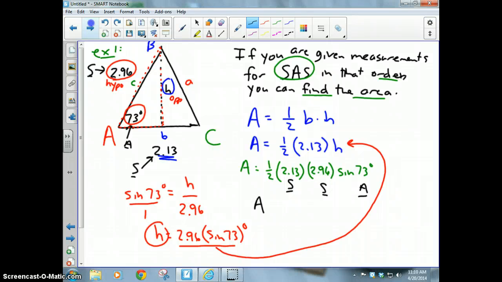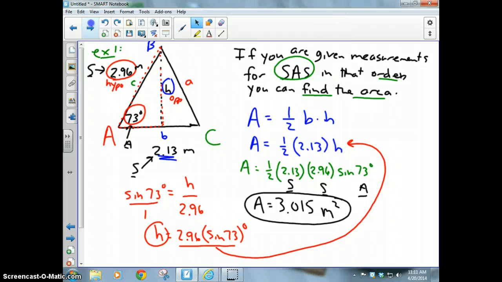Well, very simply, if I type that in my calculator, I get an answer of 3.015. And if I labeled these, they are supposed to be in meters. So this would be meters squared. And I just found the area of that triangle using the definition of sine.